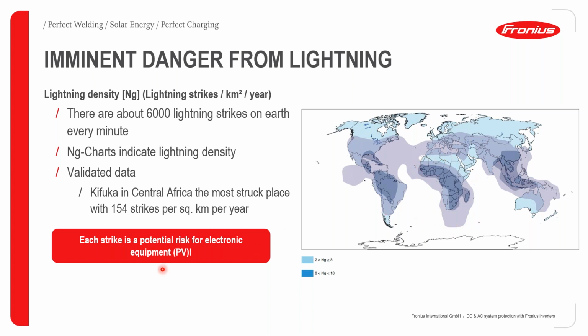Each strike is therefore a potential risk for electronic damage, especially to inverters. But this can also affect your PV array if the lightning is not properly arrested.